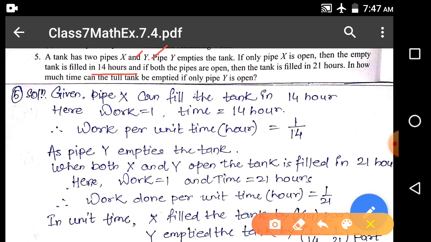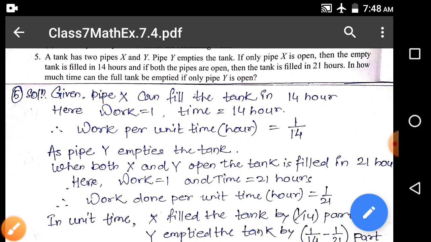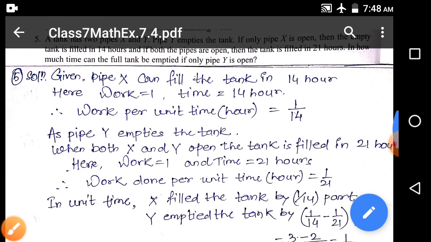Now we have the given value that pipe X can fill the tank in 14 hours. That means filling the tank is the work here. So one work, and time is given as 14 hours. So work per unit time by X is 1 by 14. So 1 by 14 part of the tank is filled by X in unit time, that is 1 hour.